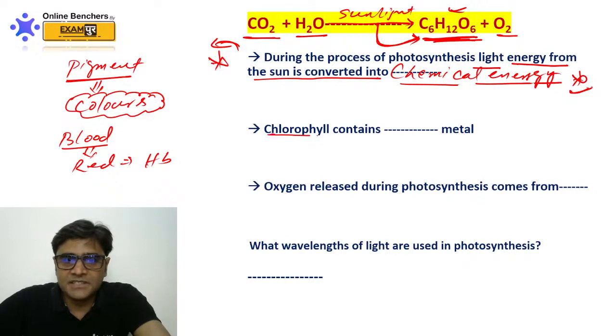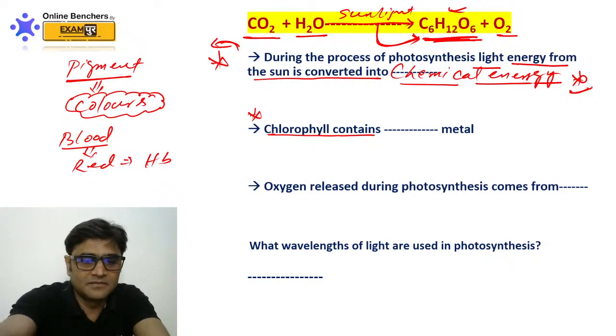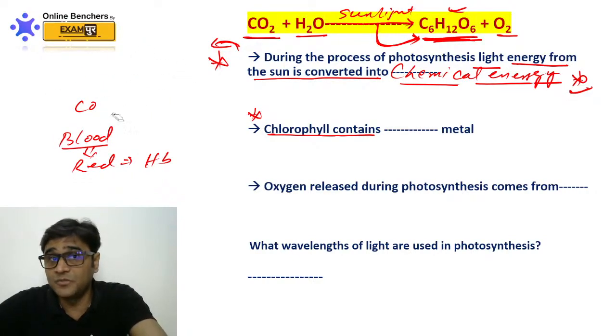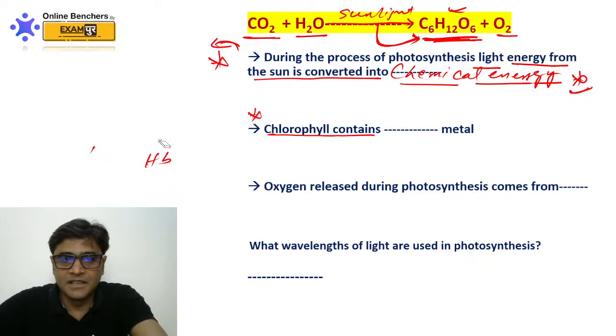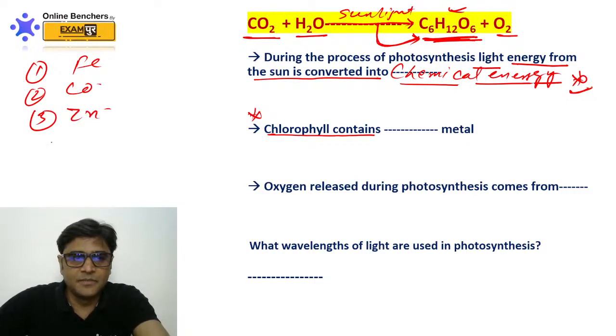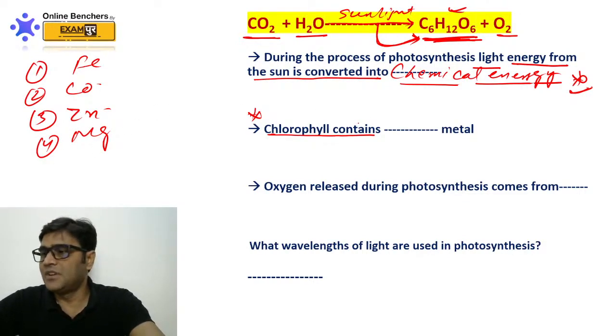Now the question is, chlorophyll contains which of the following metals? This is very important and a super duper hit question, and this question has been asked in various competitive examinations a lot of times. So tell me the correct answer. Your options are iron, cobalt, zinc, magnesium. Chlorophyll contains which of the following metals?